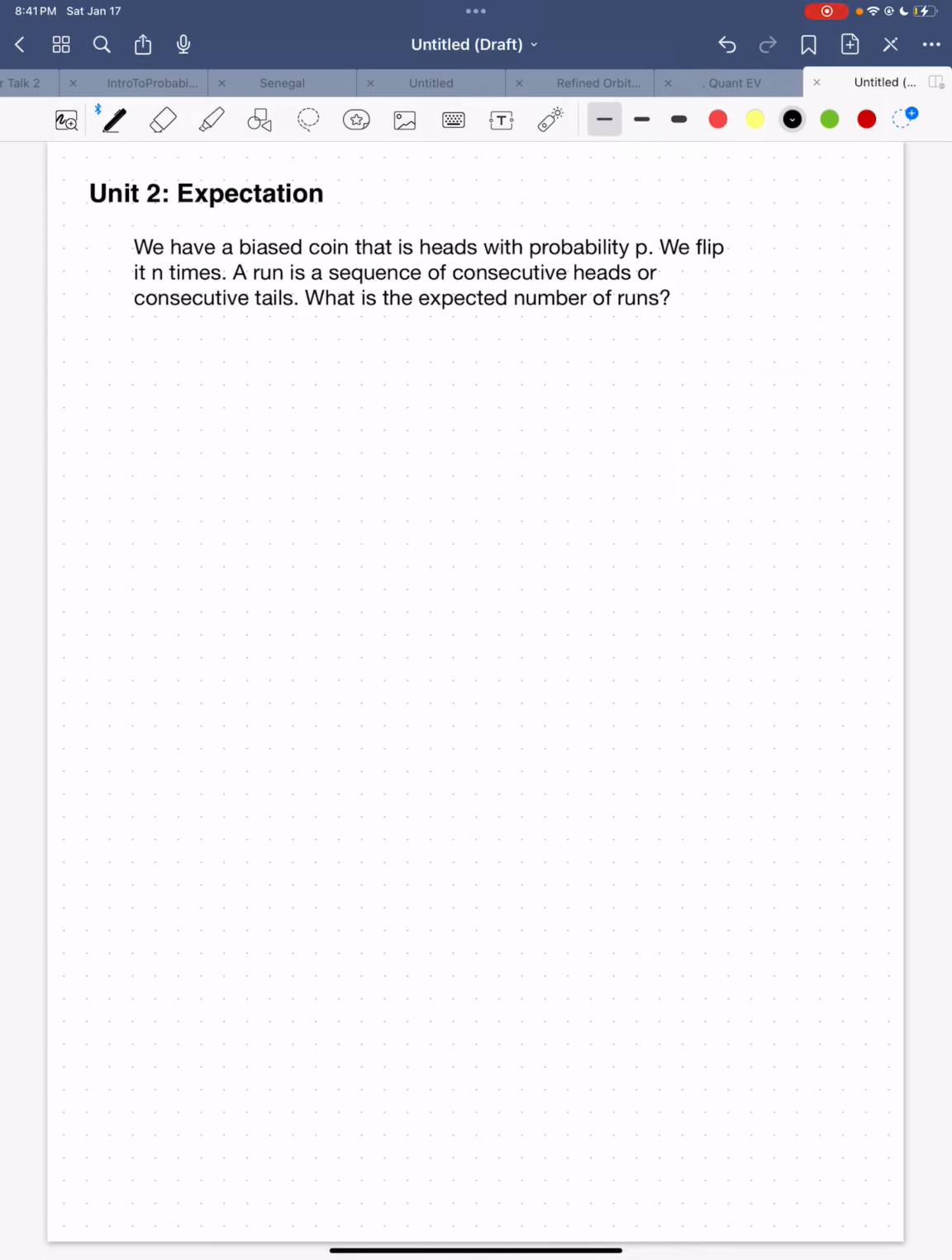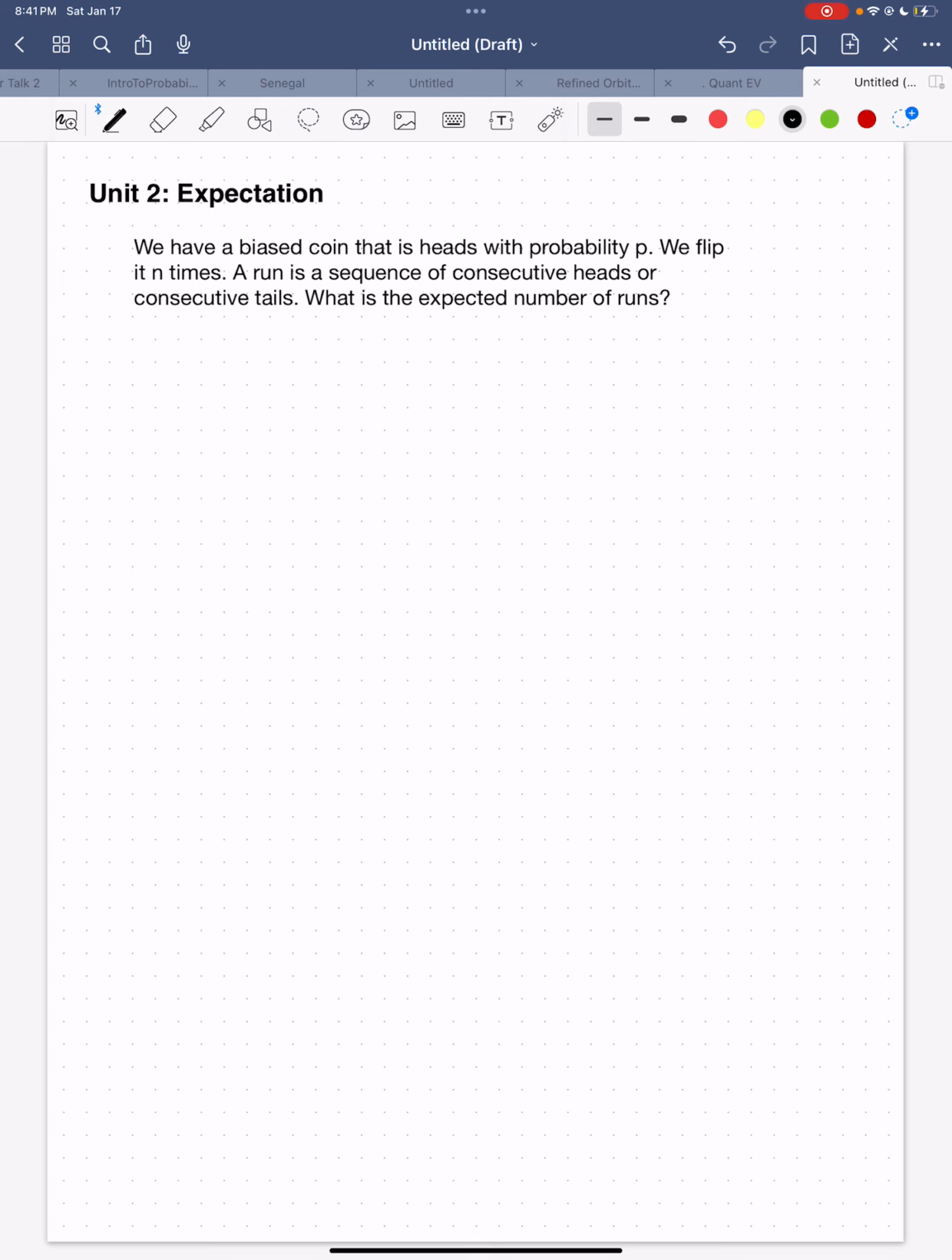Okay, so for this problem, we have a biased coin that is heads with probability p. So we can assume it's tails with probability 1 minus p. And we're going to flip this coin n times. And so we define a run as a sequence of consecutive heads or consecutive tails. And we want to know the expected number of runs.